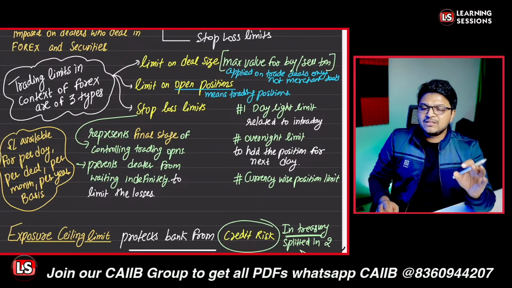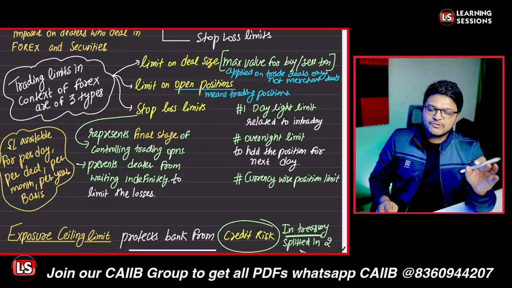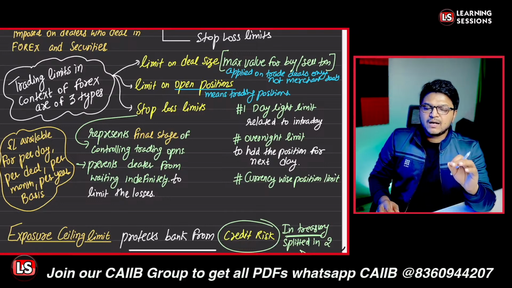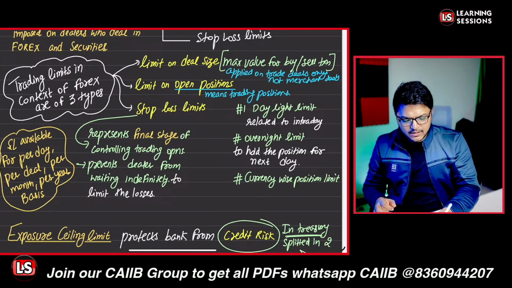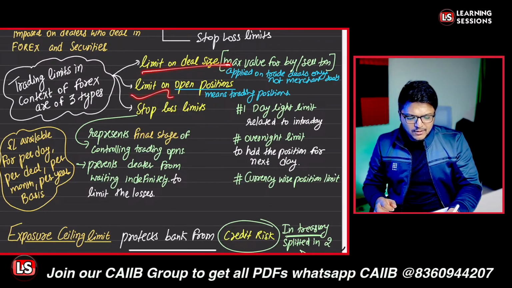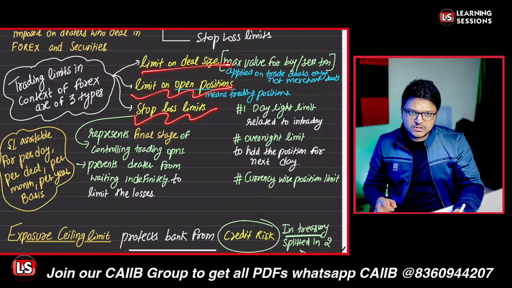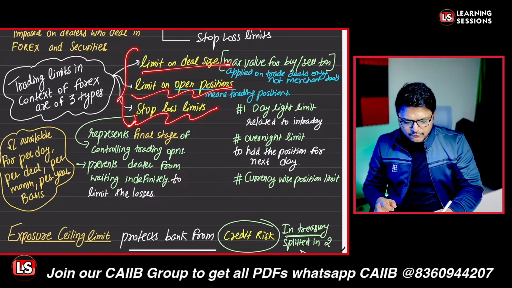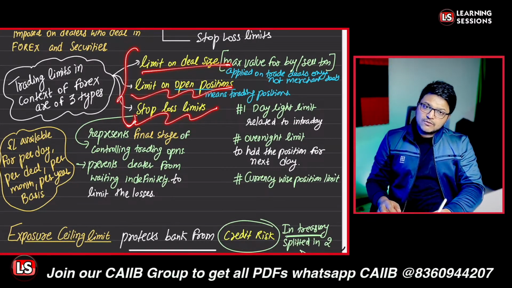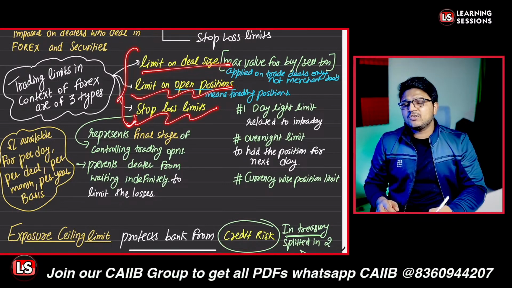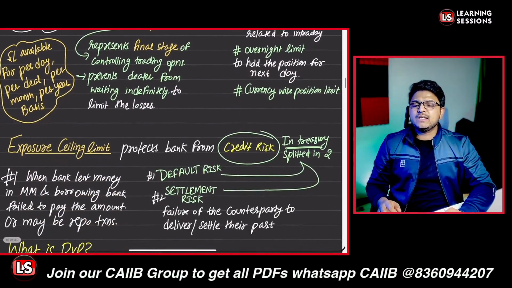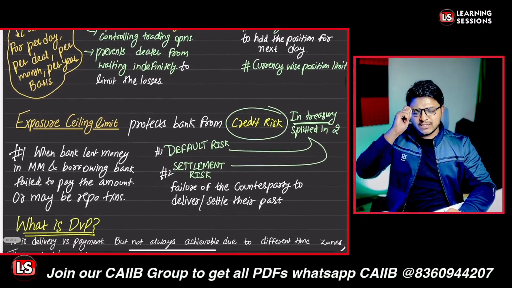So that is the main thing related to the different types of trading limits, or trading impositions, which can be placed under foreign exchange. These are the limit on deal size, the limit on the open position, and the stop loss limit. We have talked about the types of trading limits in the case of foreign exchange. And now let's talk about the exposure ceiling limits. What are the exposure ceiling limits?